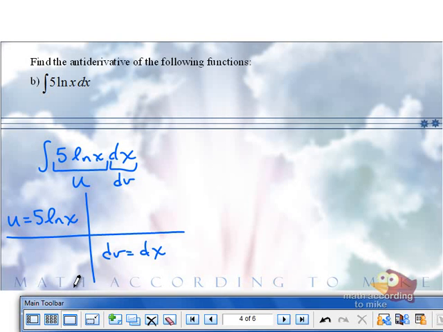So I want you to fill in the remaining diagonals of the chart. Remember, you're going to find du by using what operation?